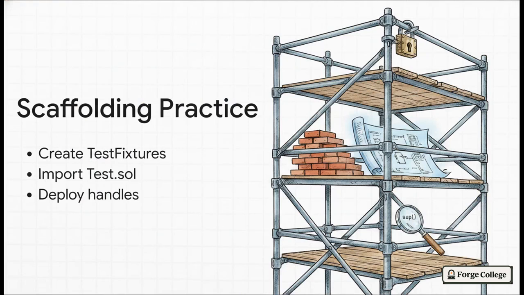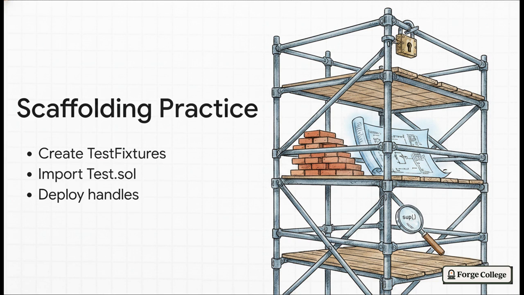And here is exactly what that scaffolding looks like in practice. You're going to want to create a base file, typically something like testfixtures.sol inside your test folder. Inside there, you'll import forge-std/test.sol. That gives you access to all of Foundry's powerful testing utilities. Then, right inside your setup function, you deploy your contract handles. By inheriting this fixture file in your other test contracts, you keep your workspace incredibly clean. Seriously, this kind of modularity drastically reduces code duplication, and that means way less maintenance and far fewer headaches for you down the road.